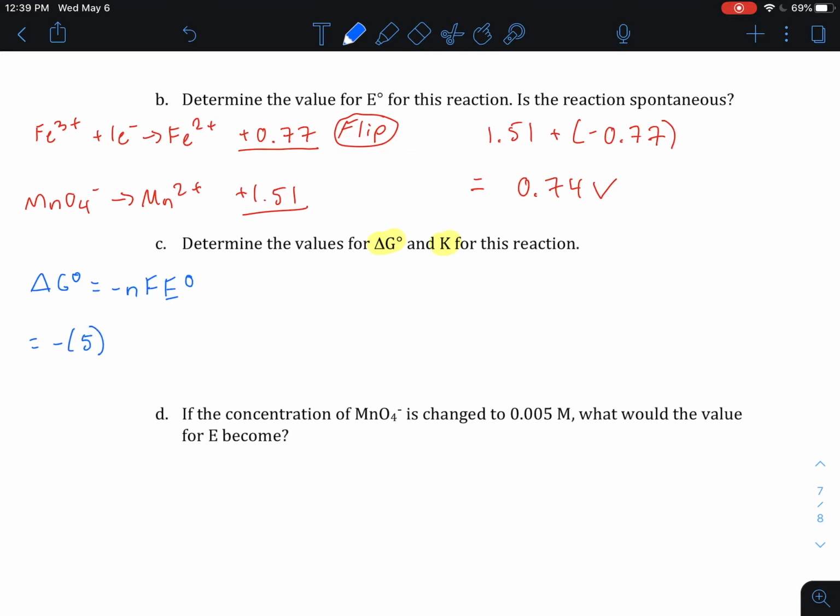Delta G naught is just negative nFE naught, so that's where I need the n value. Remember, that's 5 moles of electrons. Faraday's constant, 96485, and then the E naught value we just calculated, 0.74, and that gives me negative 3.57 times 10 to the 5th joules.